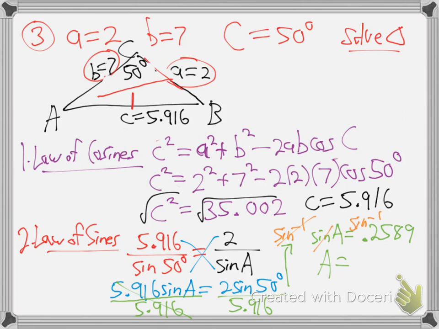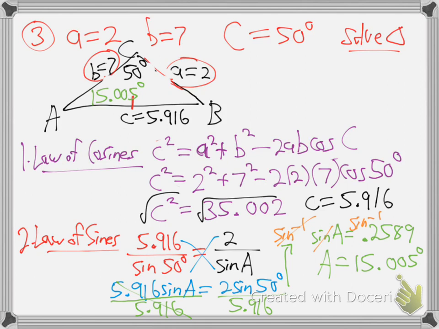So sine inverse of 0.2589. I'm getting 15.005, I guess, for whatever, degrees. So I got angle A. Angle A is 15.005. Is that what you guys are getting? Yeah. 15.004 or 5, it doesn't matter if you say it's 4 or 5. That far down the line, the decimals don't really matter. 15.005 degrees.